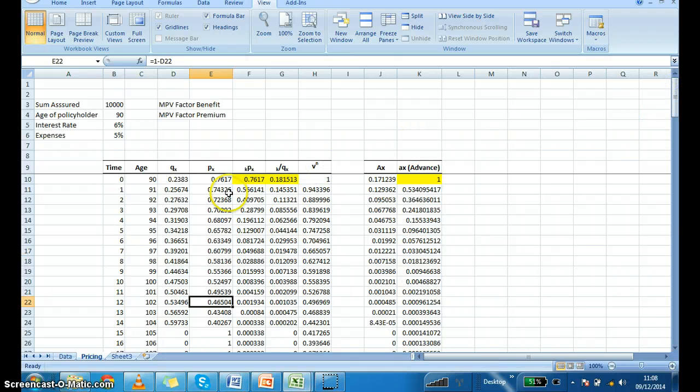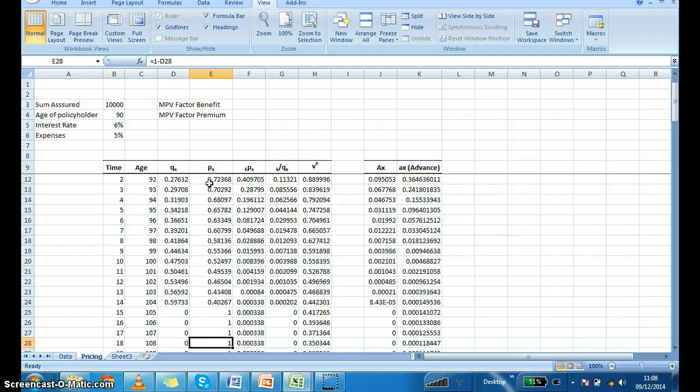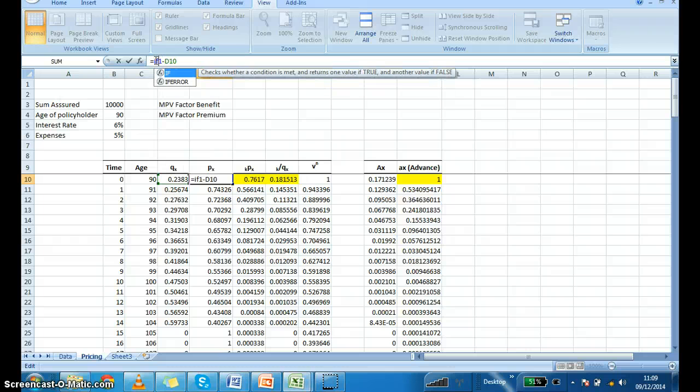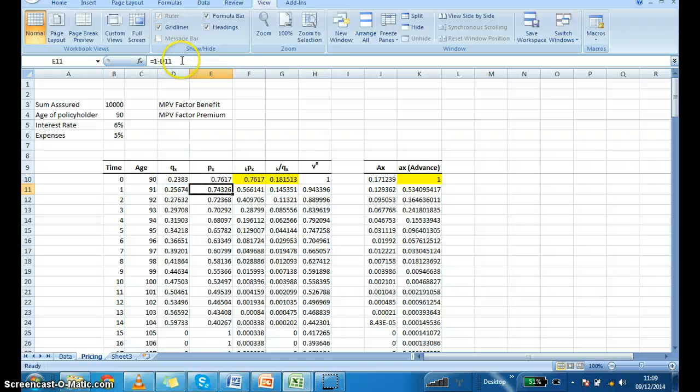And then for the p_x, you realize that p_x's are 1 minus q_x's. Therefore, if q_x is 0, it means our p_x will be 1. But we do know that, of course, we can't have a p_x of 1. So we can write in a function here: if that is equal to 1, give us 0, otherwise give us that. Okay, and just drop it down.